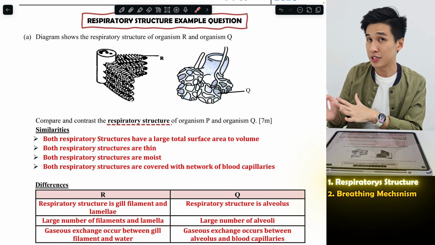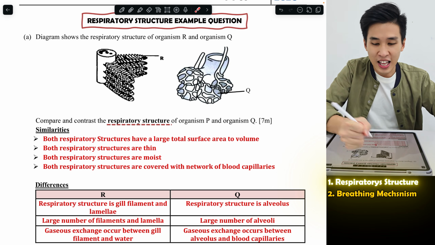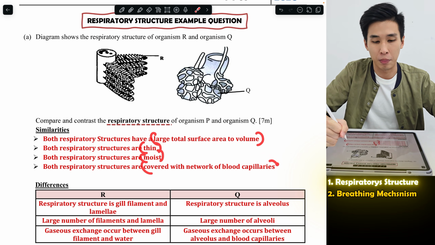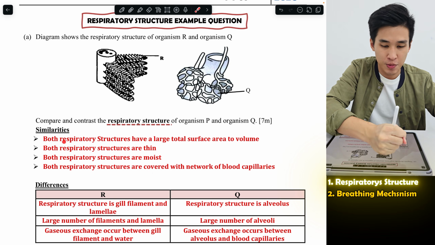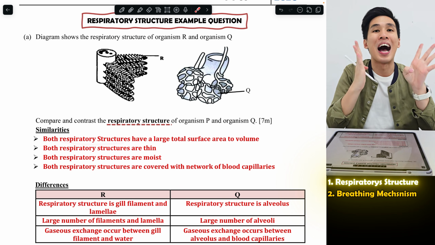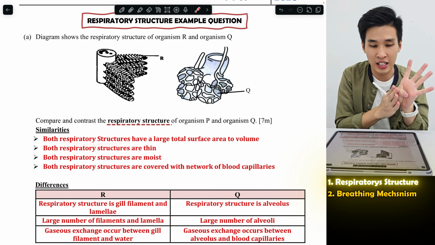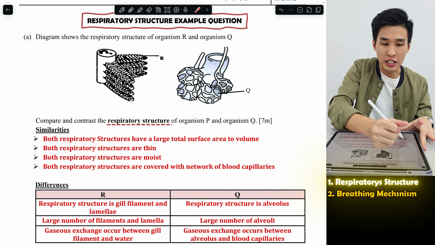around 6 to 7 marks sometimes. So: large surface area, thin, moist, covered with a network of blood capillaries. But you remember, you must say both respiratory structures are thin, have thin blood capillaries, have large total surface area to volume, are moist. So you must include this word.